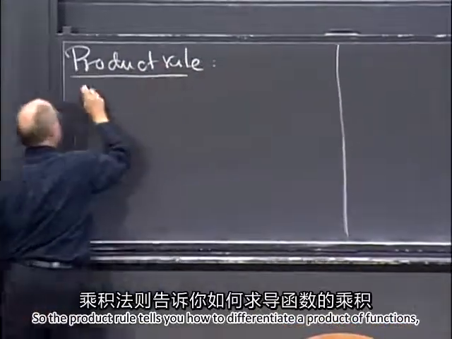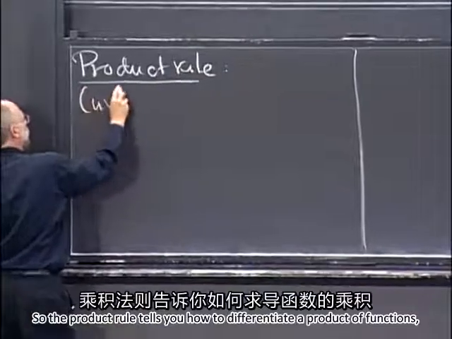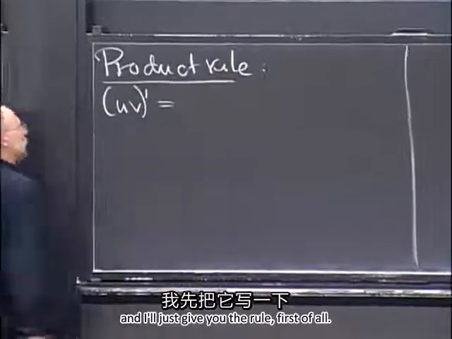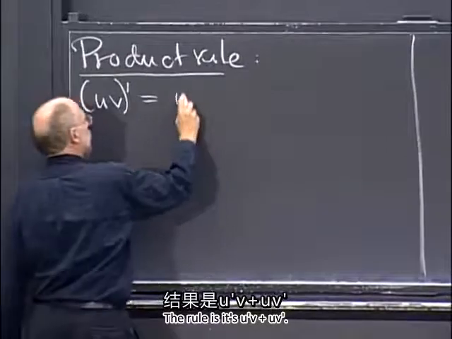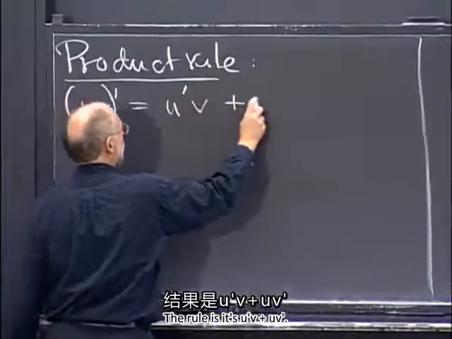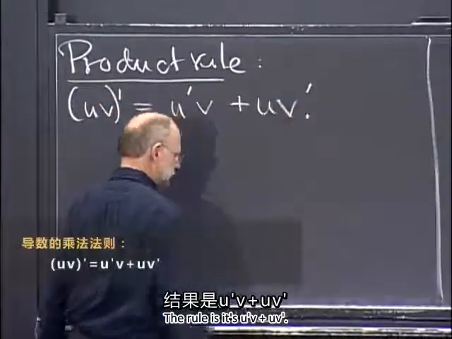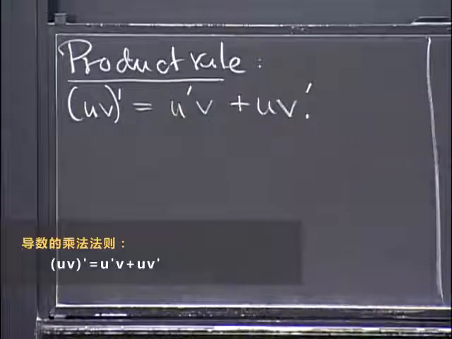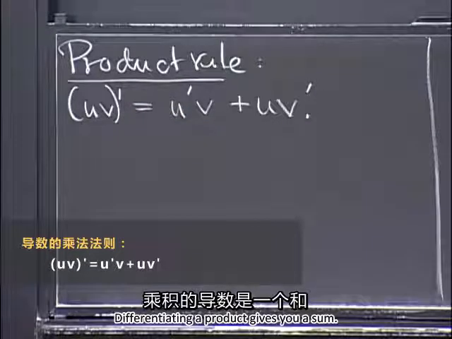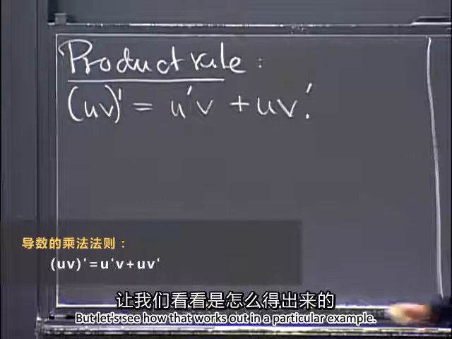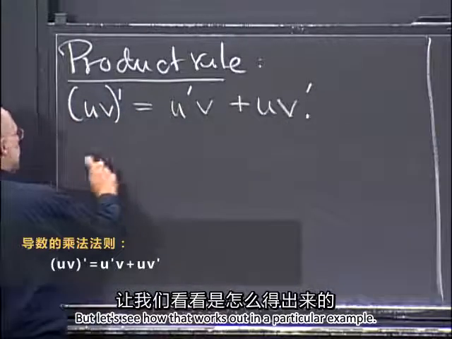So the product rule tells you how to differentiate a product of functions, and I'll just give you the rule. First of all, the rule is (uv) prime is u prime v plus u v prime. A little bit funny, differentiating a product gives you a sum. But let's see how that works out in a particular example.